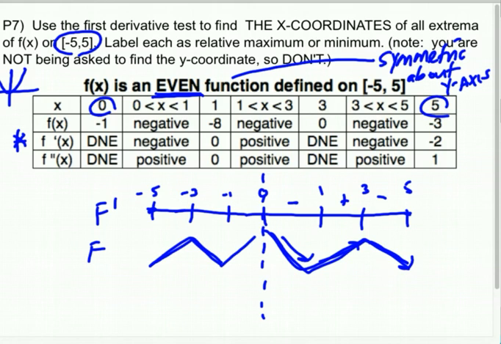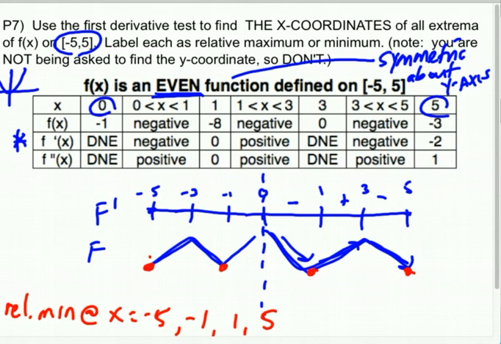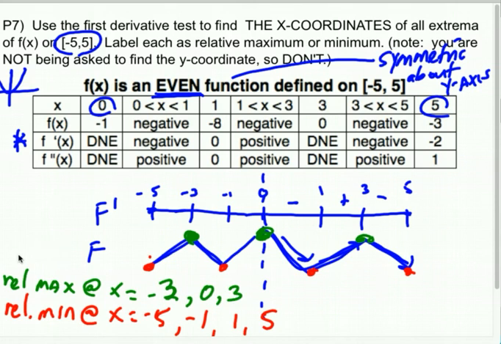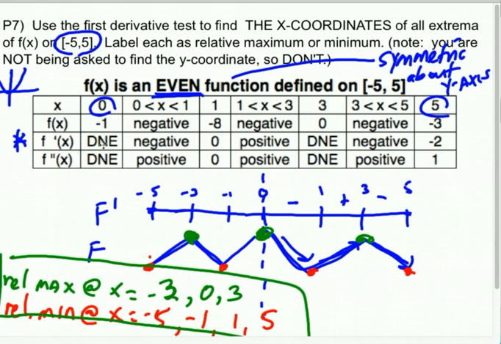So I'm asked to identify maxima and minima. Once I sketch this little graph, it's pretty obvious that the min values happen here. So there are going to be relative minima at x equals -5, -1, 1, and 5. And then if we, in another color, highlight these maximum values, they're going to be relative max values at x equals -3, sorry, my own handwriting is terrible, 0 and 3. And that's it. Again, I wasn't asked to find the y values, I was just asked to find the x coordinates.